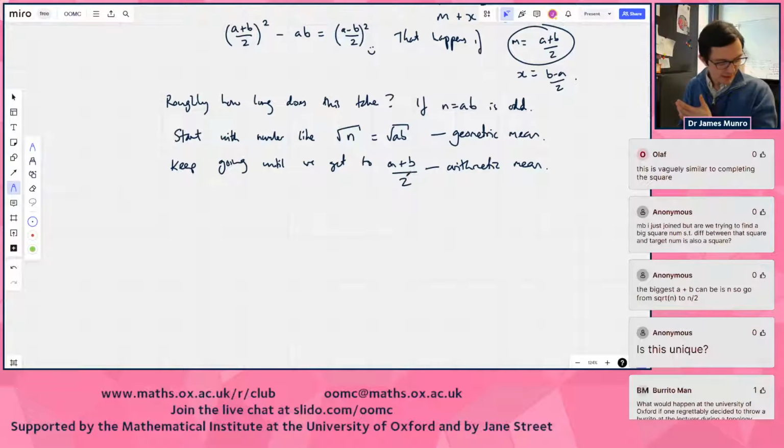And I want to show you a refinement to this that was invented quite recently. So in 1981, a mathematician called Carl Pomerance invents a kind of speed up mechanism on this. It's really good, and I'd like to show you how it works.